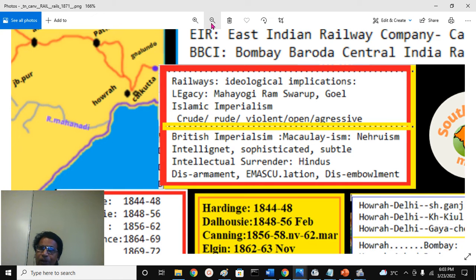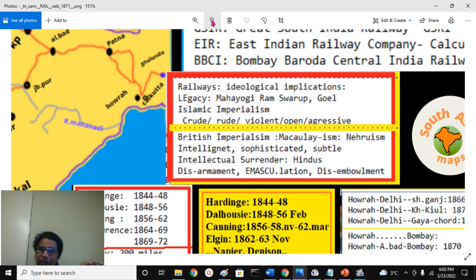Under British imperialism and Christian imperialism, it was very subtle, very intelligent, very sophisticated. They used education to subvert: education, universities, canal colonies in Doab, Uttar Pradesh, United Province and Punjab, and railways. They played a very important role in molding the minds of India. The British ruled India through what is called Indology.